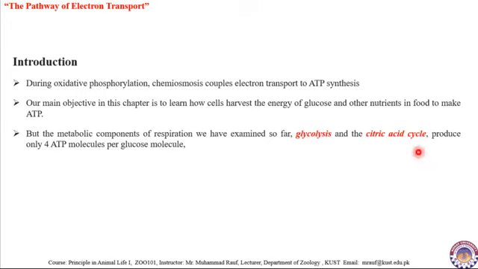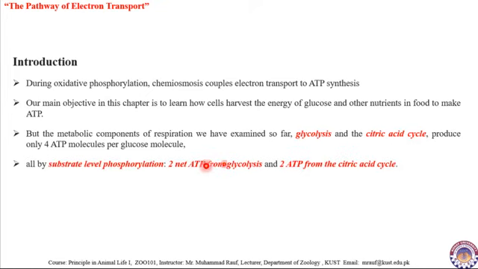So a total of 4 ATPs are produced, and remember, these 4 ATPs are produced through substrate level phosphorylation, in which one of the intermediates, one of the substrates of the metabolic pathway, provides a phosphate group to ADP and produces ATP. So these 4 ATP molecules, 2 in glycolysis and then 2 in the citric acid cycle, are produced through substrate level phosphorylation.